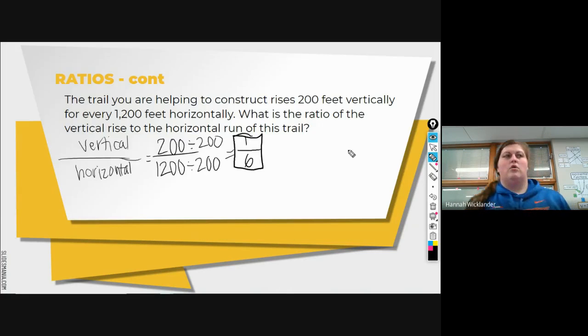That makes sense? Or do we need a little bit more help with ratios, or do we got it?